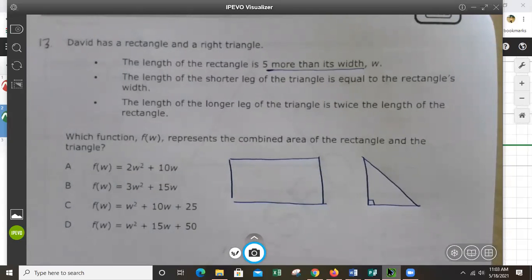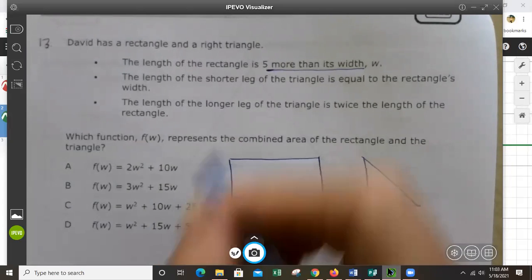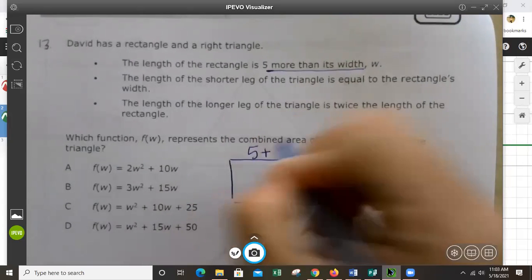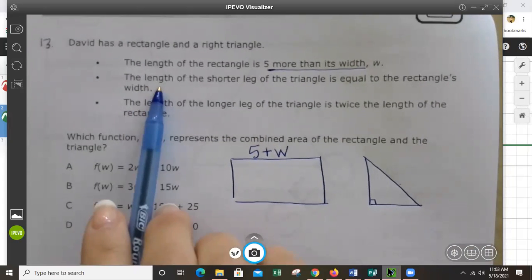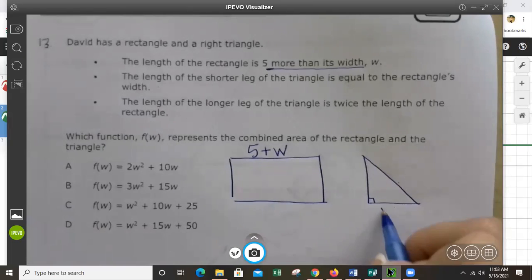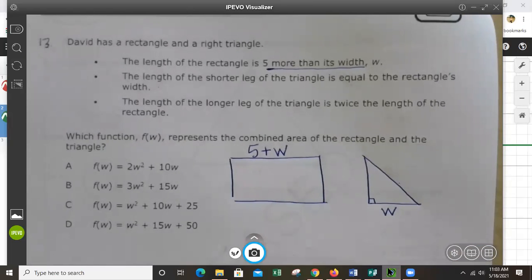We just talked about that, the dog was 1.4 more pounds. How do we do that? We added them, right? 5 more than is 5 plus the width. The length of the shorter leg of the triangle is equal to the rectangle's width. It does not matter which one you pick, just don't pick this diagonal, one of these two. The length is equal to the rectangle's width. We don't know what that is, so it's a W.